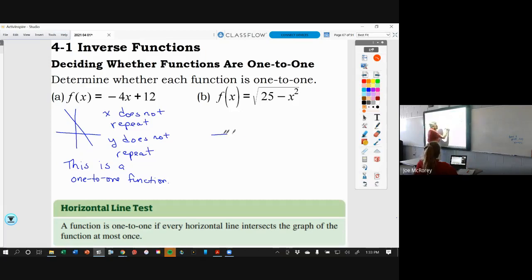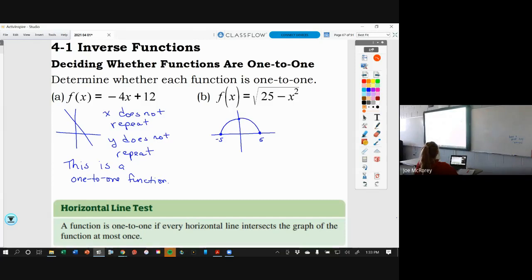So if we were to graph this, if x was 5, you already told me that would be 0. If x was -5, you said that would be 0. What if x was 0? 25 minus 0, 25. Square root of 25, 5. So what this graph is doing is this. So it can't be a 1-to-1.